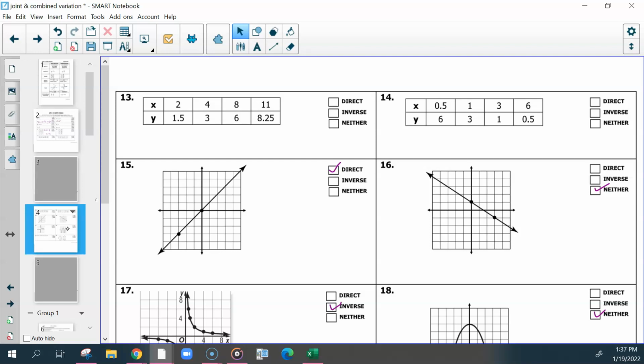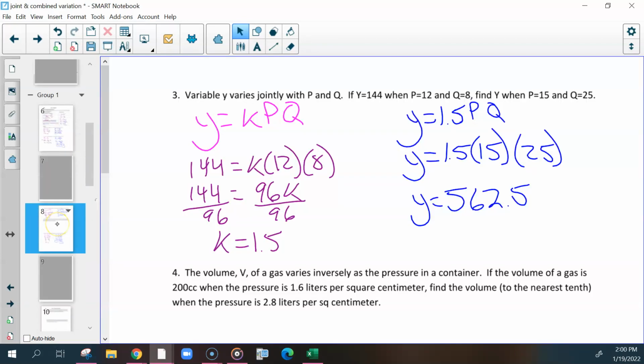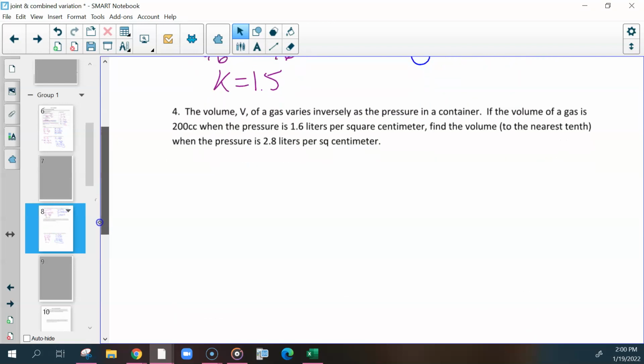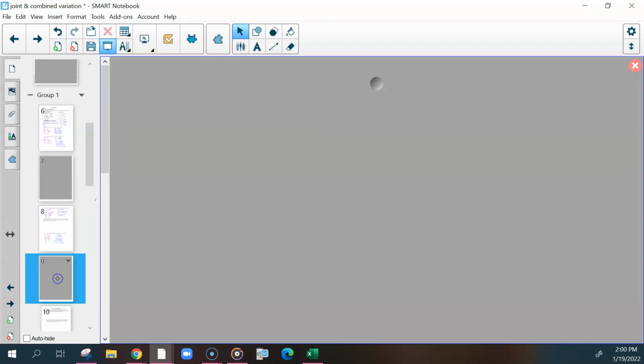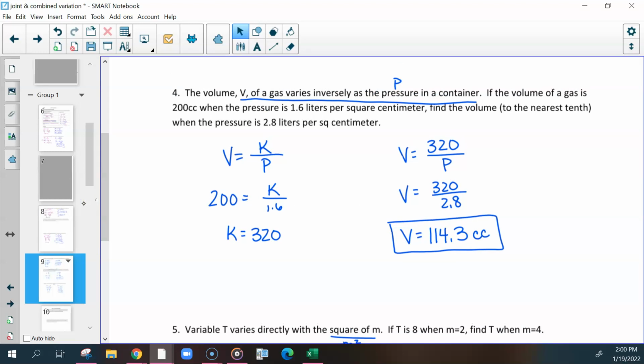Yes. I feel like someone else also just asked me, but I don't remember. Yes. Starting with the back of this page, the answer to number 4 was 114.3.